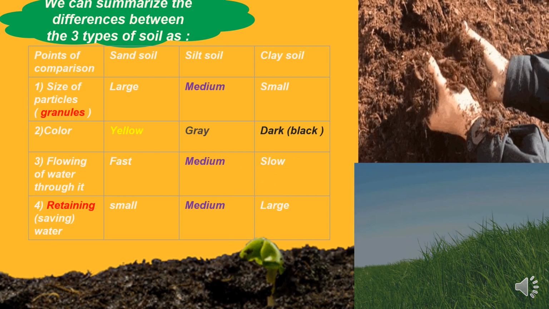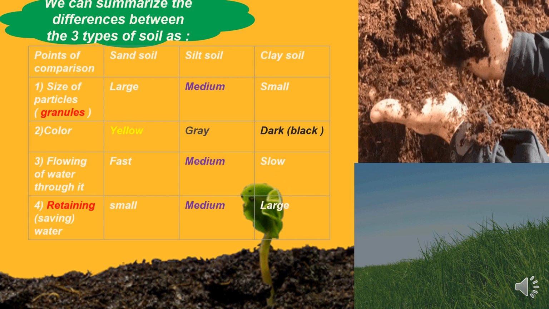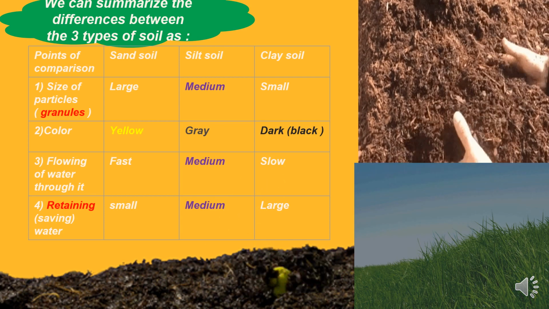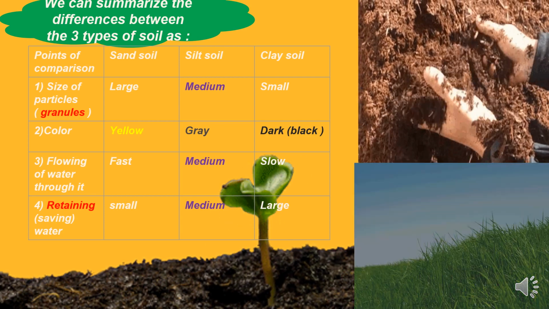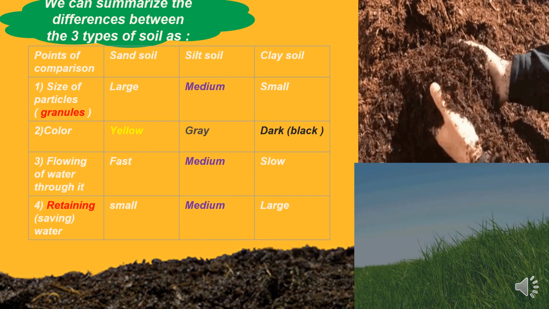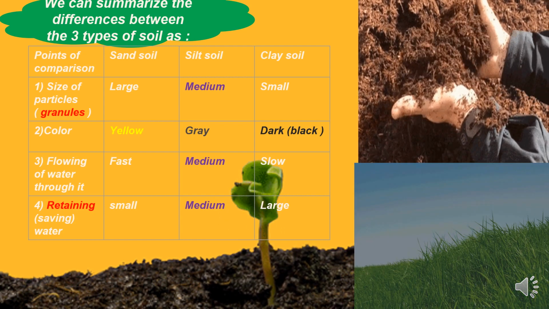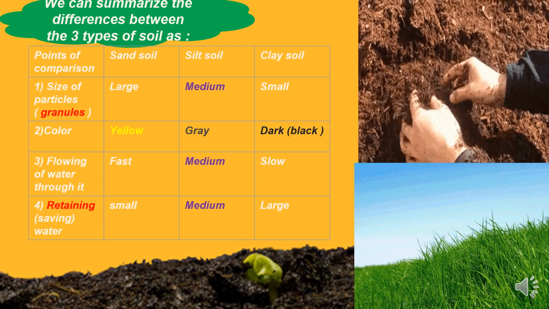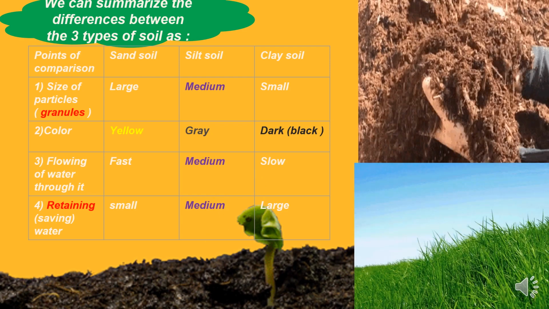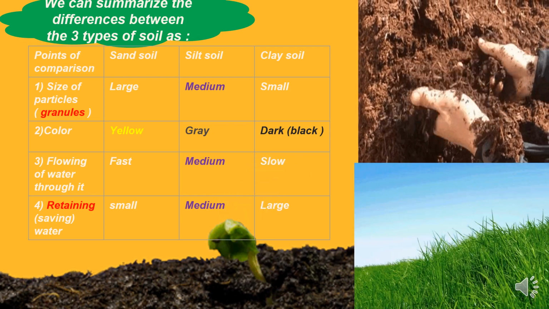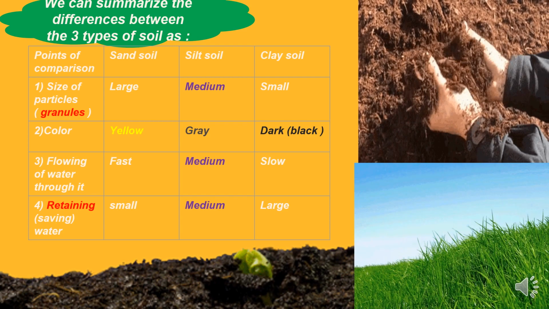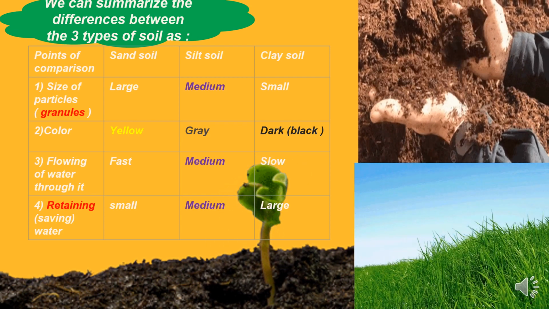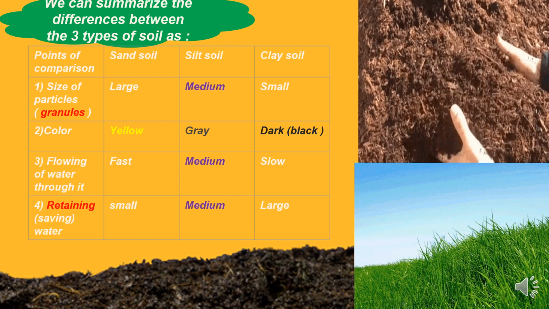Excellent, primary 6. If I'm talking about the flowing of water through it, I'm going to find that sand soil allows more water to move through it, so the movement of water is going to be very, very fast. Super, primary 6. While silt soil has a medium flow of water, clay soil has a very, very slow flow of water.